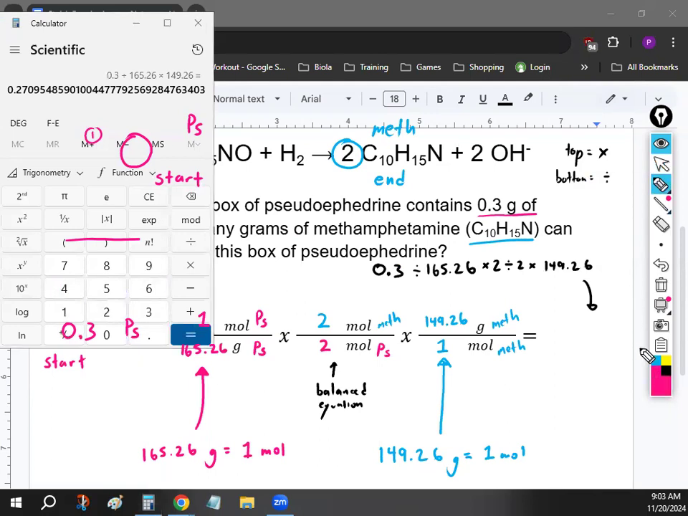And again, give me 2 numbers after the decimal. So 0.27. And then our label for the number, the unit of measurement, will always be whatever's on top of the last fraction. So grams of meth.